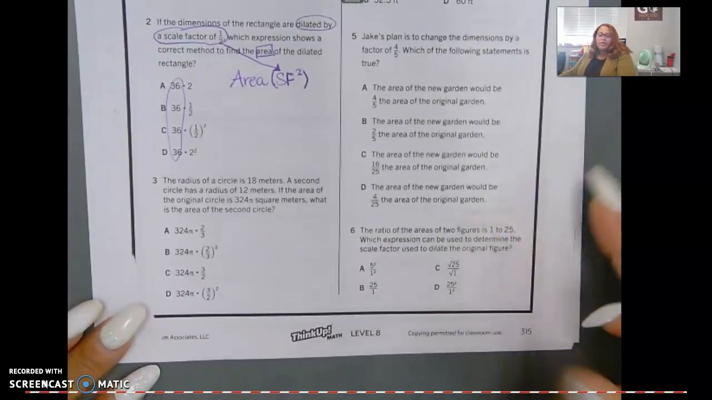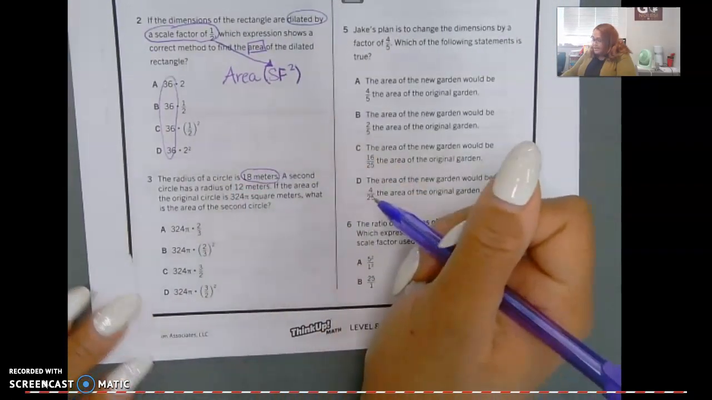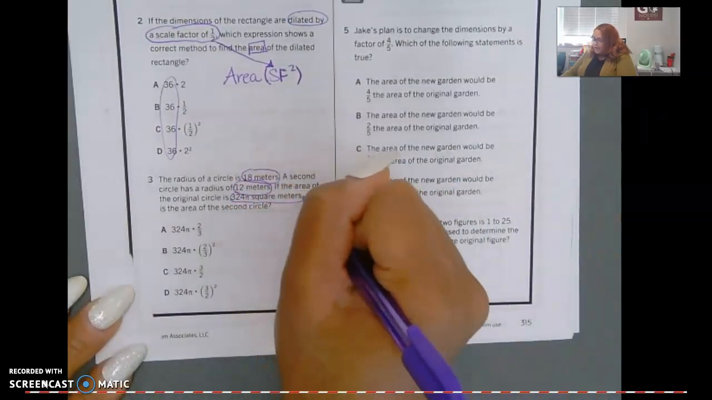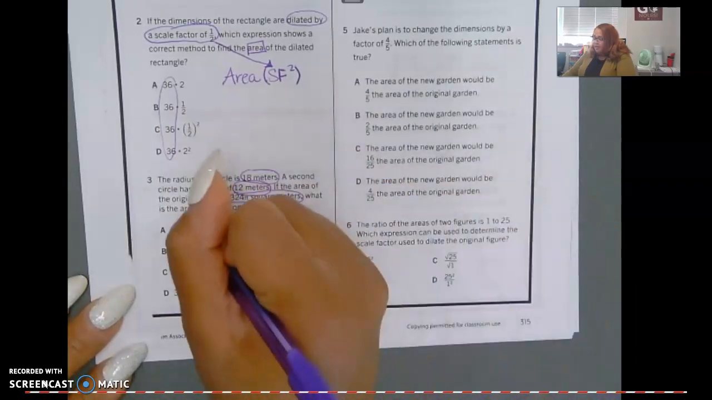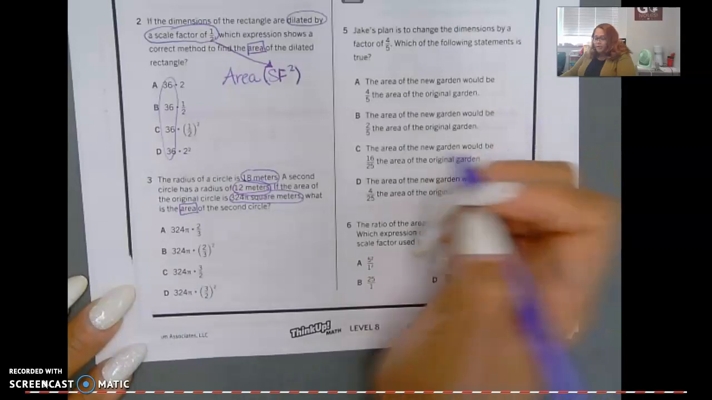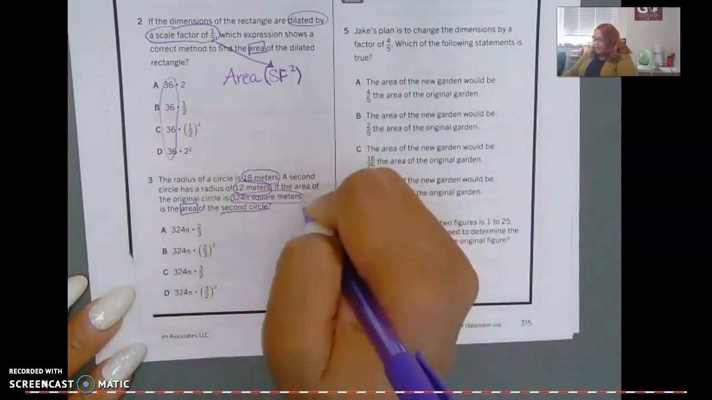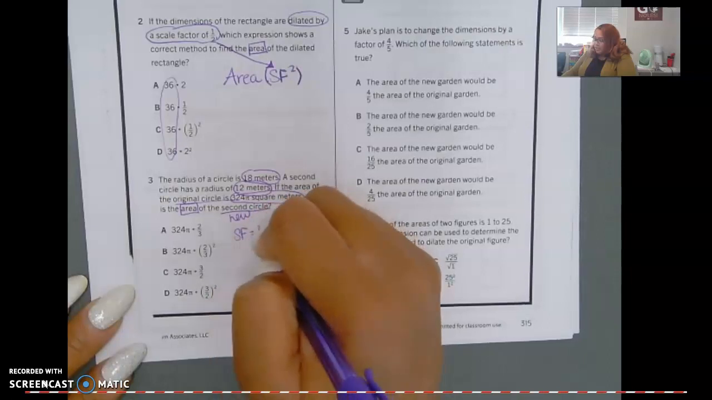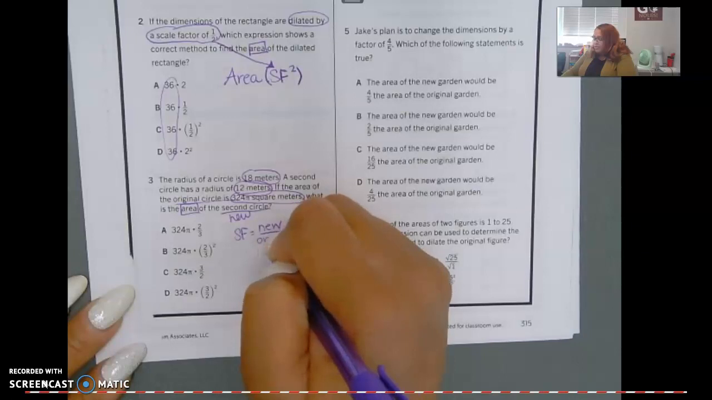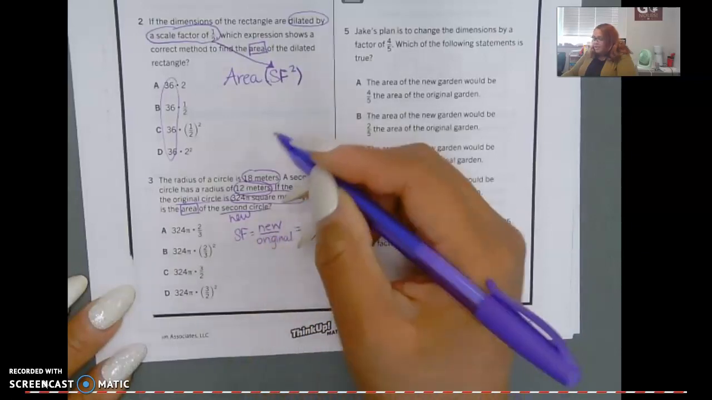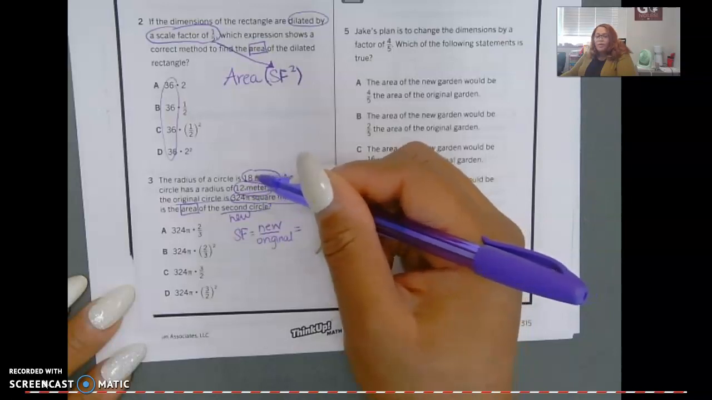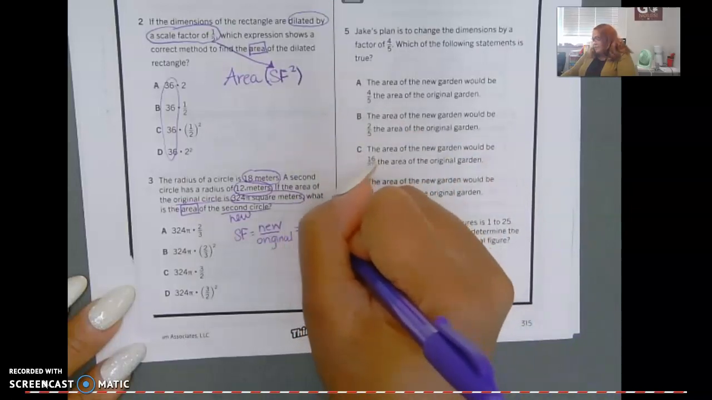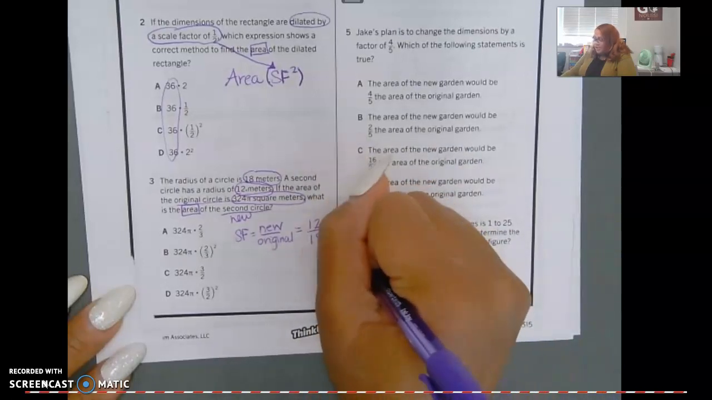If you look at number 3, the radius of a circle is 18 meters. A second circle has a radius of 12 meters. If the area of the original circle is 324 pi square meters, what is the area of the second circle? So the second circle is not my original because it clearly says the original is that, so this is the new. So let's find the scale factor, which is new over original. And I can only do that with dimensions. So I'll need my new number over my original number. So that would be 12 over 18. And then I would get a reduced fraction here.